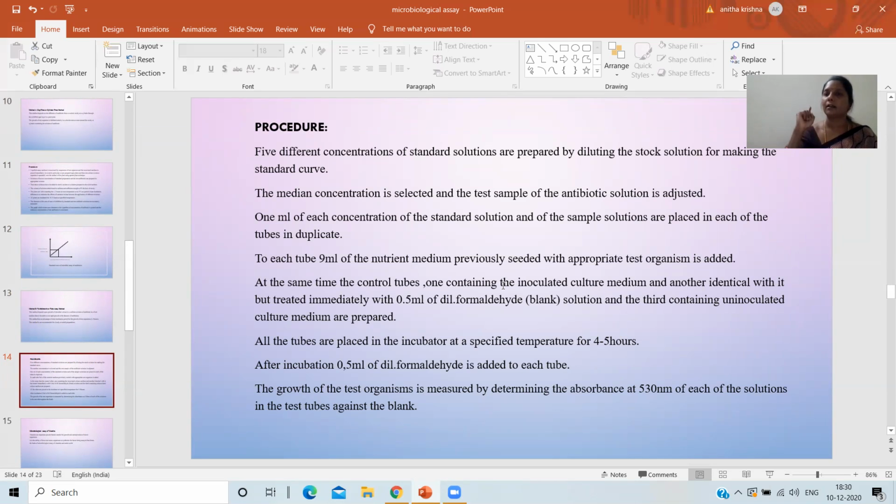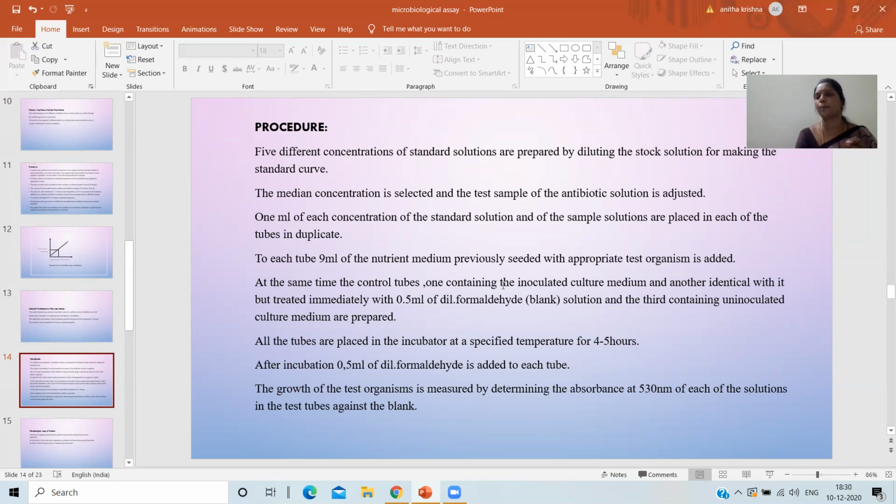That is, 1 containing the inoculated culture medium, that is, organism with culture medium, and then the second one, organism with culture medium which is immediately treated with 0.5 ml of formaldehyde. And then the third one, without organism, you take the culture medium. Then all the 7 tubes are incubated at a specified temperature for 4 to 5 hours.